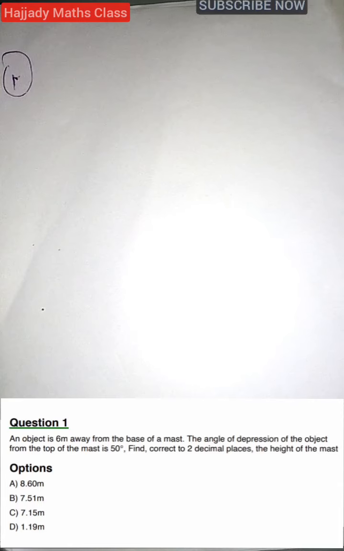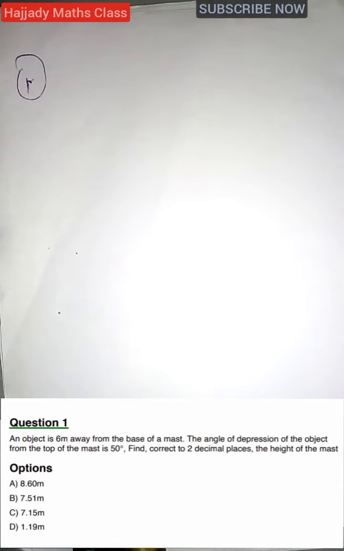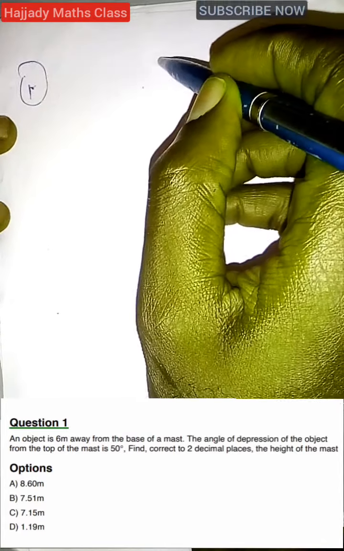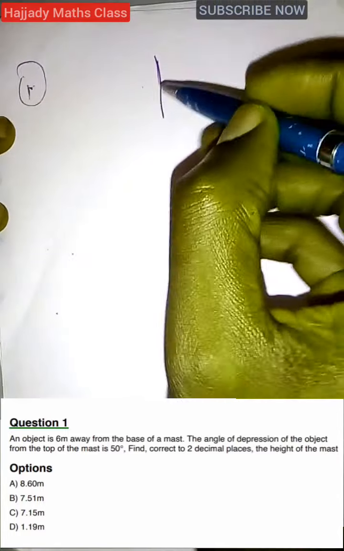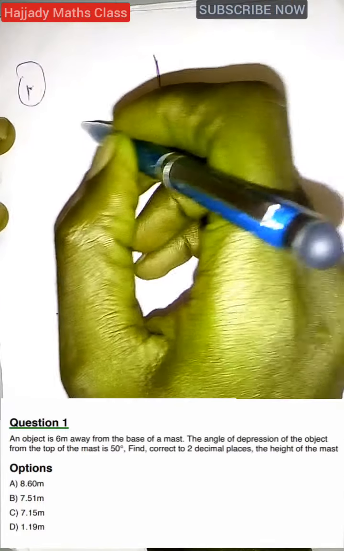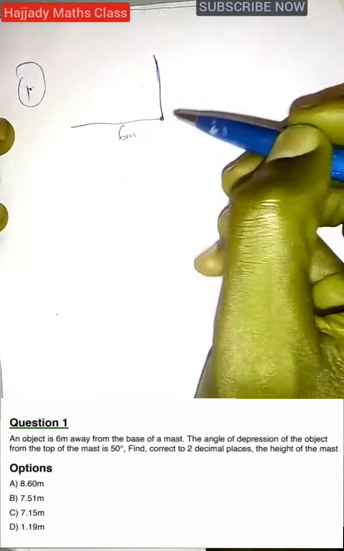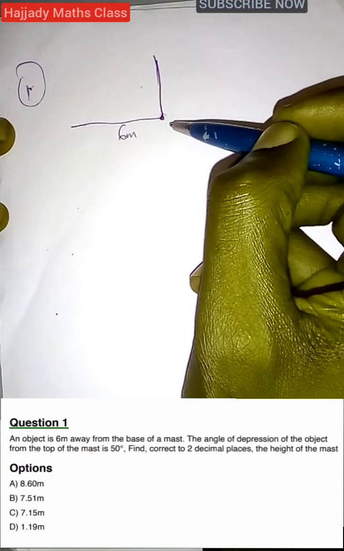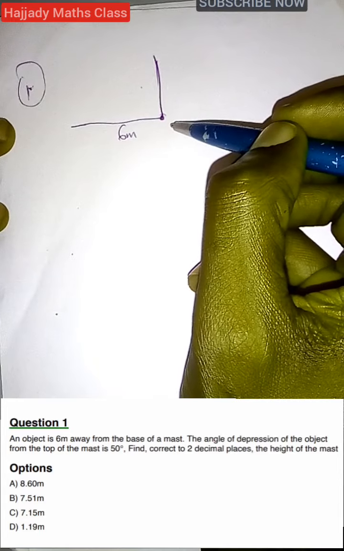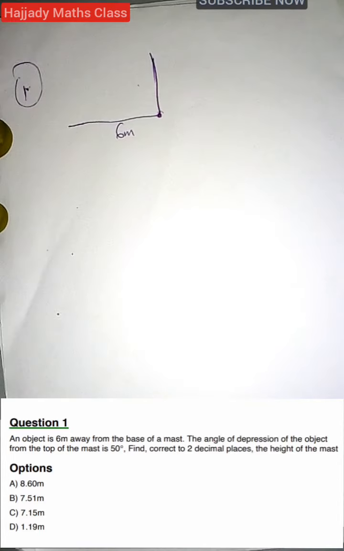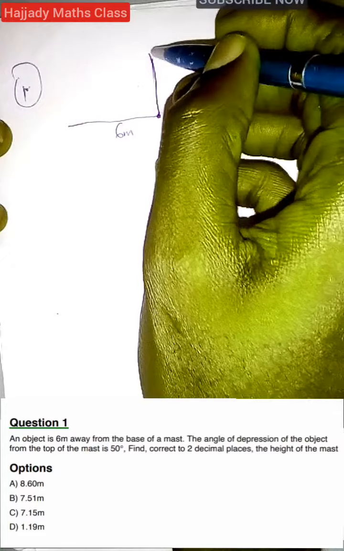Here, for you to do this easily, there's a need for you to draw a diagram. It says an object is 6 meters away from the base of a mast. Let's assume this is the mast. So 6 meters away from the base. This is the base of the mast, and the object is 6 meters away from the base of the mast. The angle of depression of the object from the top of the mast. This is the top of the mast.